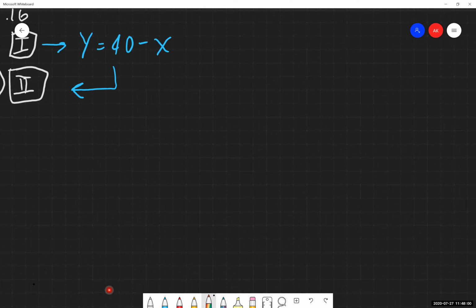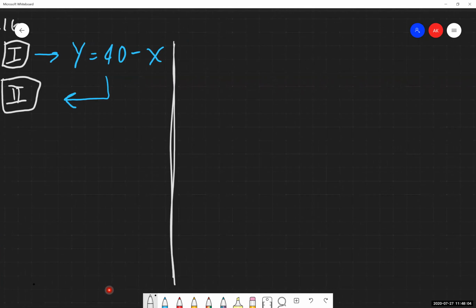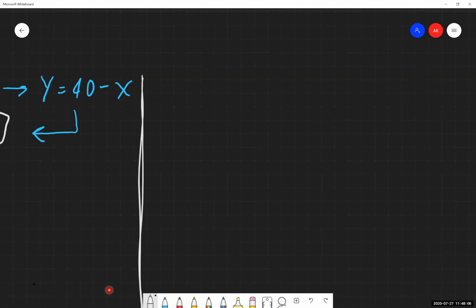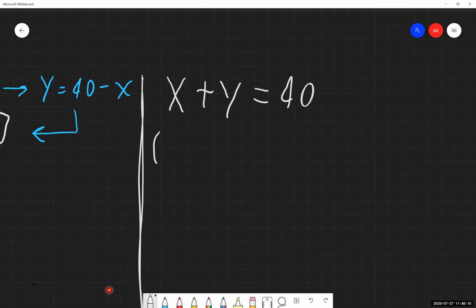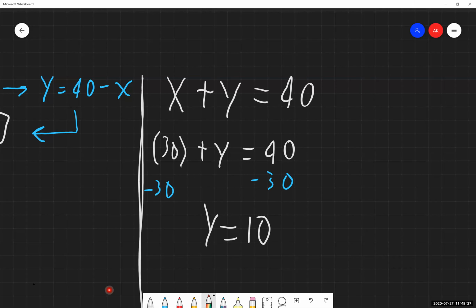Okay. So using what we've learned about our x value, and plug it into our first equation. So our first equation is written as the amount of 20% plus the amount of 4% is going to equal 40 milliliters. We know x to be 30. Subtract 30 from both sides. Find out y is equal to 10.